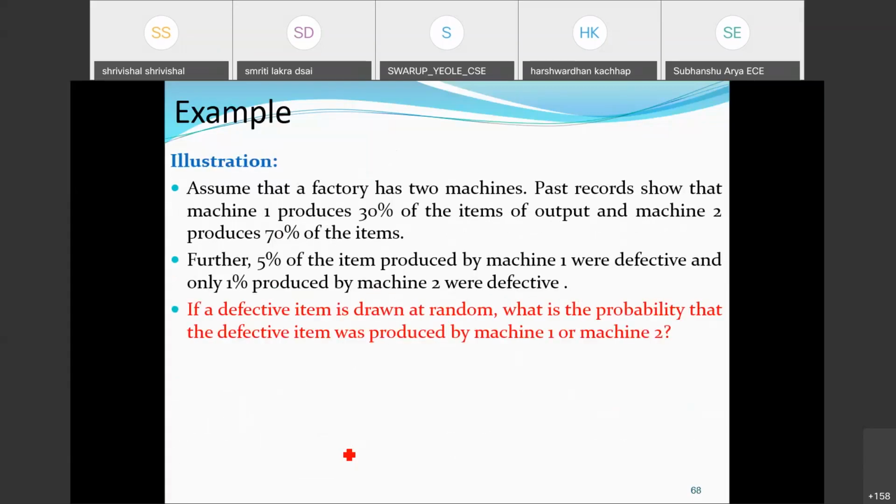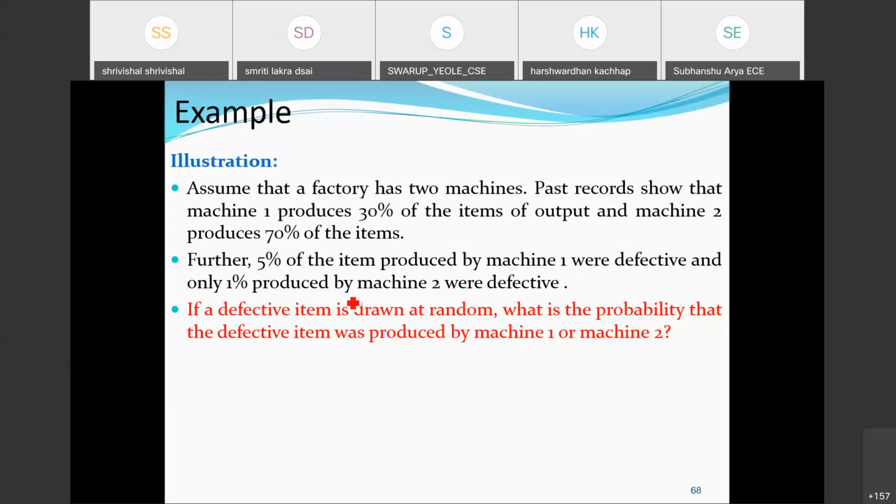Now we are going for one more example, and with this you will have a clearer picture of how Bayes theory is going to help you in taking better decisions. Assume that a factory has two machines, and past records show that machine 1 produces 30% of the output, and machine 2 produces 70% of the items. Further, 5% of the items produced by machine 1 were defective, and only 1% of those produced by machine 2 were defective.